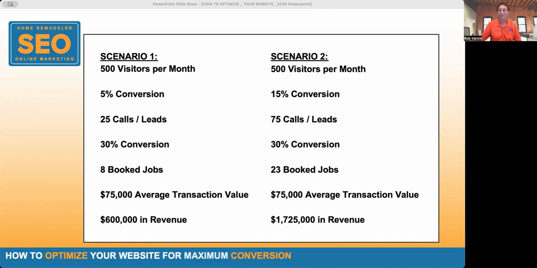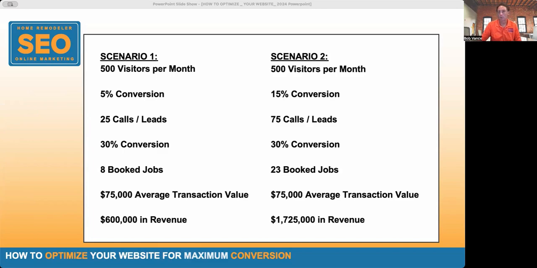How many of you would like to have 75 calls versus 25 in a month? Pretty obvious rhetorical question. Same amount of visitors, but now you're converting at a higher level. You keep that conversion rate up. Now you've got 23 booked jobs instead of 8 jobs, same average transaction value. And now you're generating 1.725 million in revenue as opposed to $600,000. Basically, almost tripling the amount of revenue just by slightly improving the conversion rate on your website.